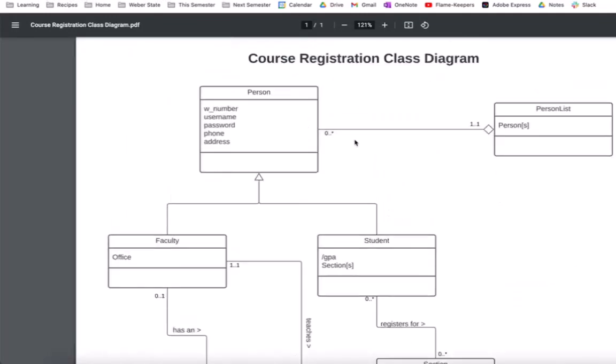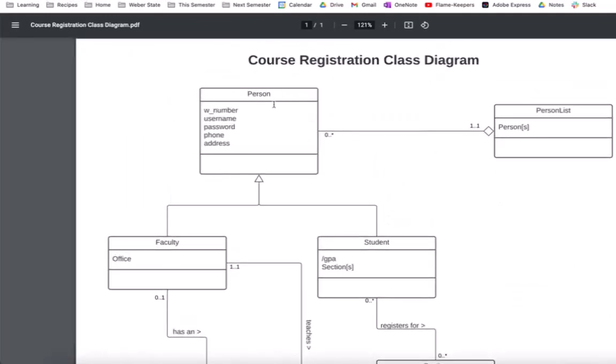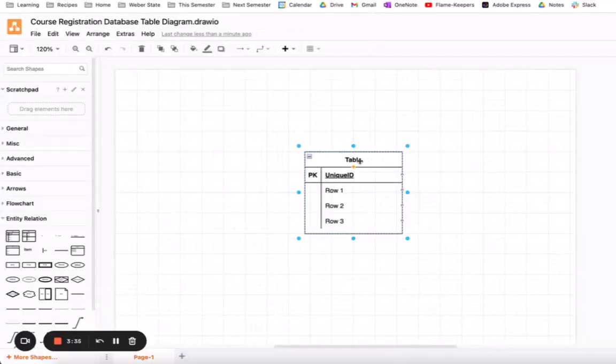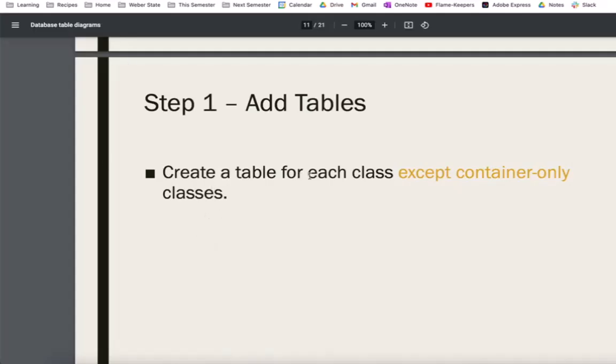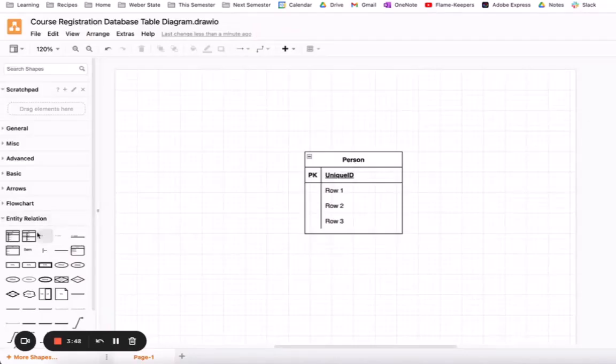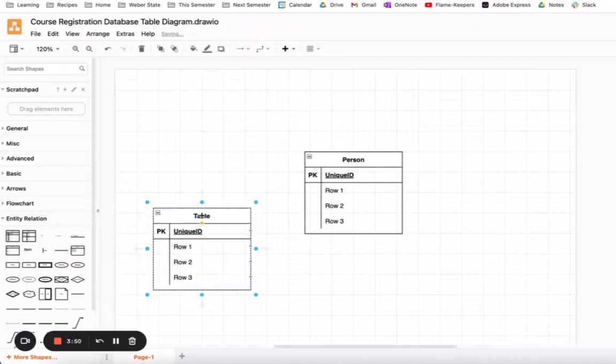The first one I will do, I'll just start right here at the top. We will map person over. So I'm just going to do person. Now that is my first step. It doesn't tell me to do anything else with that first step. The first step just says create a table for each class except container only classes. So I would go ahead and grab another one here, and then I would do another class.